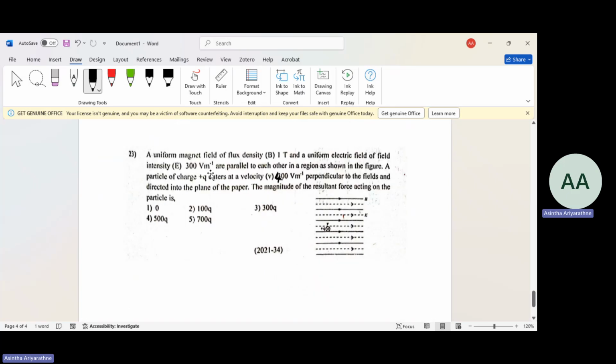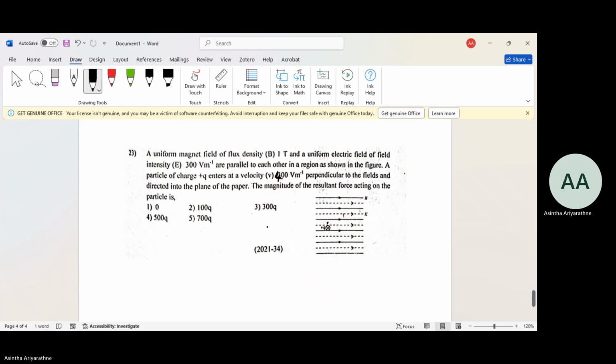A uniform magnetic field of flux density 1 Tesla and a uniform electric field of intensity 300 are parallel to each other in a region as shown in this figure. A particle of positive charge Q enters at a velocity 400 m/s, perpendicular to the field and directed into the plane of paper.